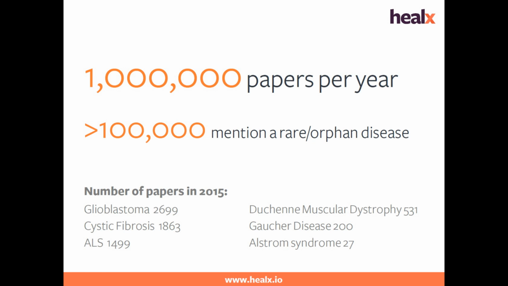So there are over 1 million biomedical journal articles published every year, which works out about 1 every 30 seconds. Over 100,000 of those mention a rare or orphan disease. So the number of papers varies dramatically depending on the disease. So the rare cancers may see thousands of papers per year. Some rare diseases, very few. So for example, Alström syndrome, just 27 papers in 2015. And the idea of RareOmics is to help you find the papers on the diseases you're interested in amongst this million papers that are being published each year.